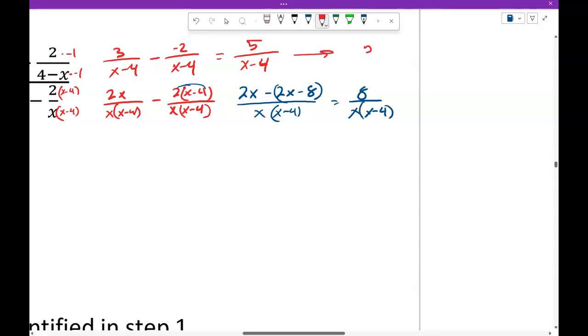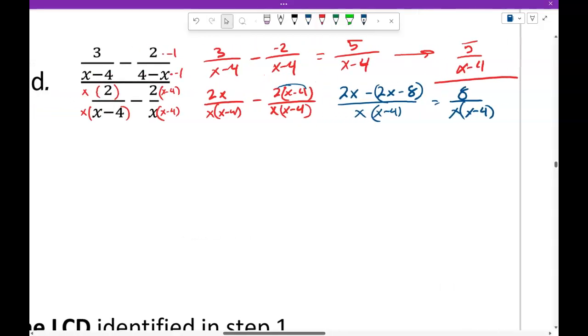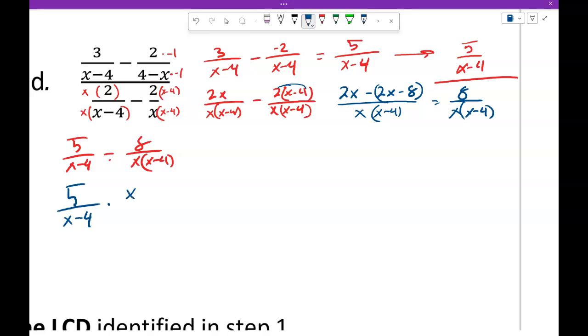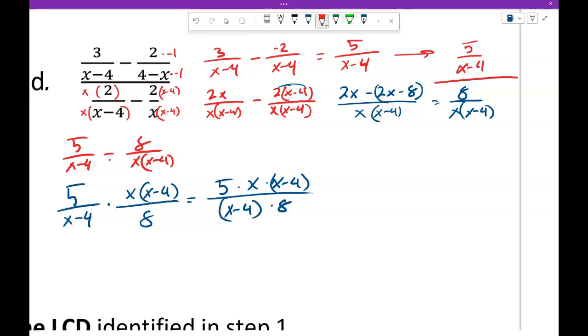Bring this over, and now we have our full complex fraction with singular fractions. So 5 over x minus 4 divided by 8 over x minus 4. We'll change to multiplication. Five times x minus 4 over x minus 4 times 8. Well, we have the common factor of x minus 4, so we're left with 5x over 8.